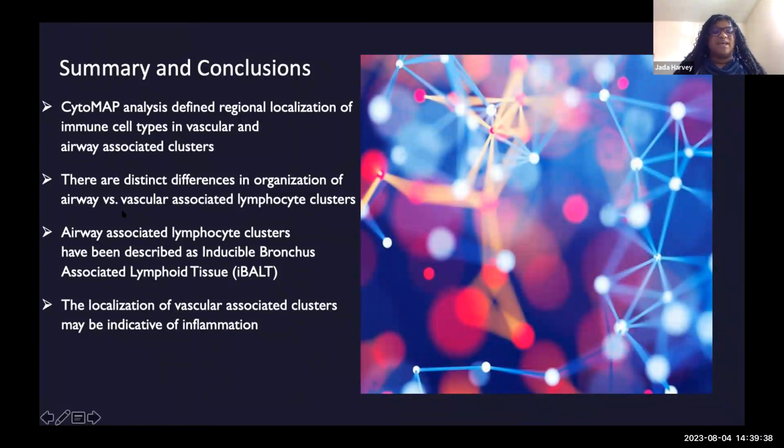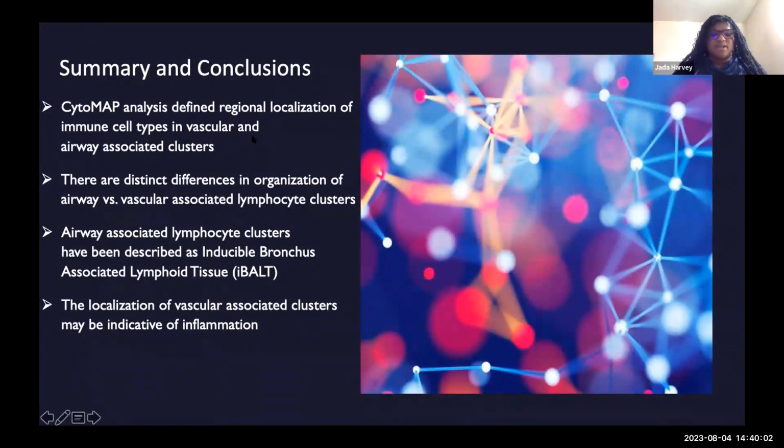And our second point was that there are distinct differences in organizations of airways versus vascular associated lymphocyte clusters. So the airway associated clusters were very organized, again, with the B cell and T cell zones, whereas the vascular associated lymphocyte clusters were very mixed and very intertwined with the B cell and T cell clusters.